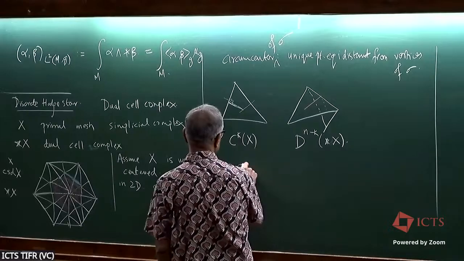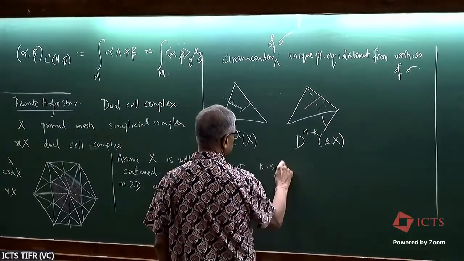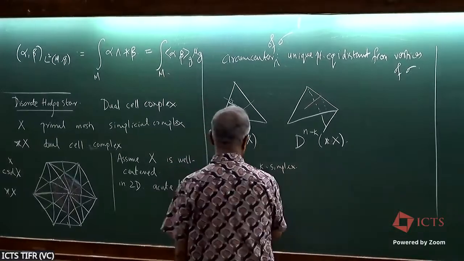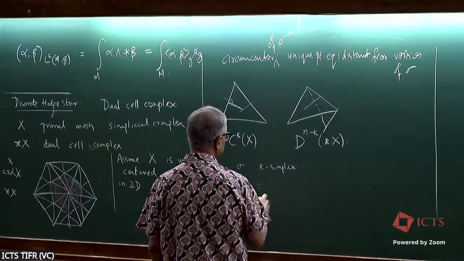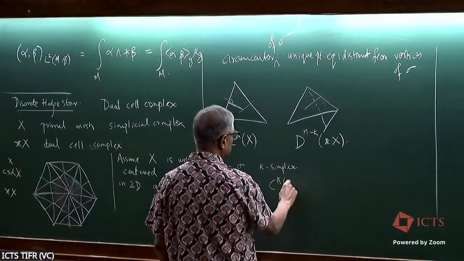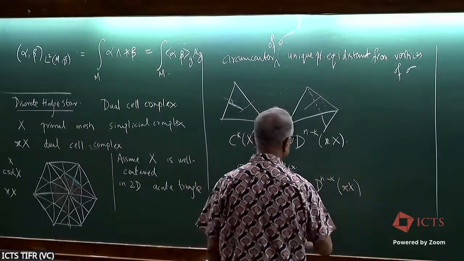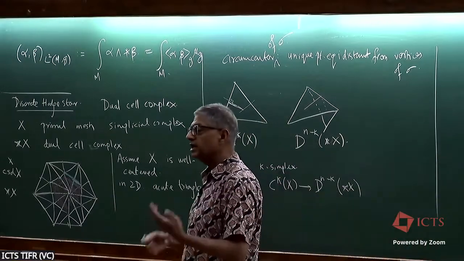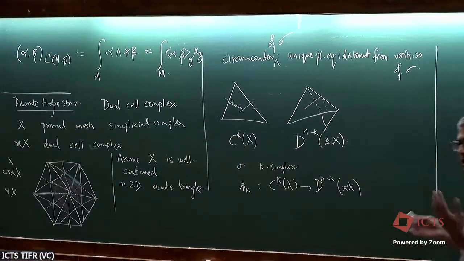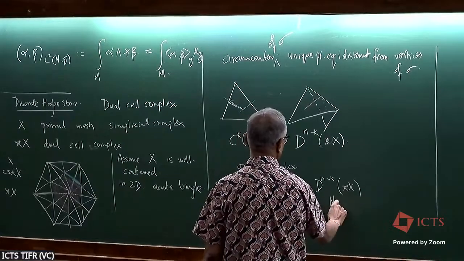So given sigma, a K simplex, the star K will be a map. We will think of it as a map from C^K to D^(n minus K). Since for every K simplex, there are N minus K dual objects, they are the same in number. So there are Nk of these, and there will be Nk of those. So it will be a square matrix.